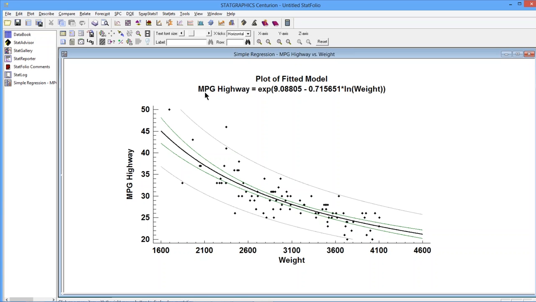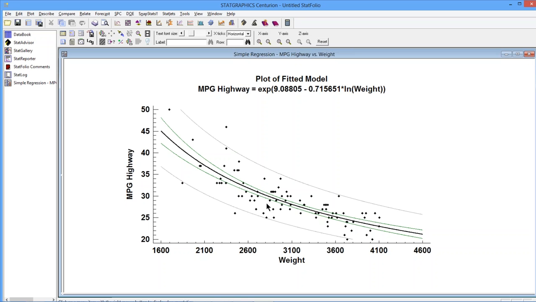Now, a multiplicative model is characterized by this particular equation. For a multiplicative model, miles per gallon in highway driving is E to the power, a constant plus a slope times the log of X. It's actually linear, it turns out, in the log-log scale. But in terms of miles per gallon in highway driving, it's E to the A plus B log X, if you like.